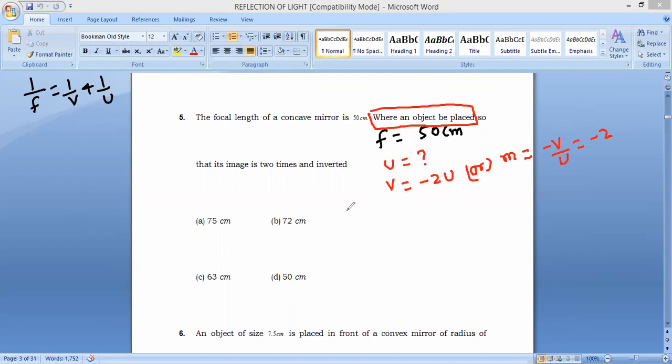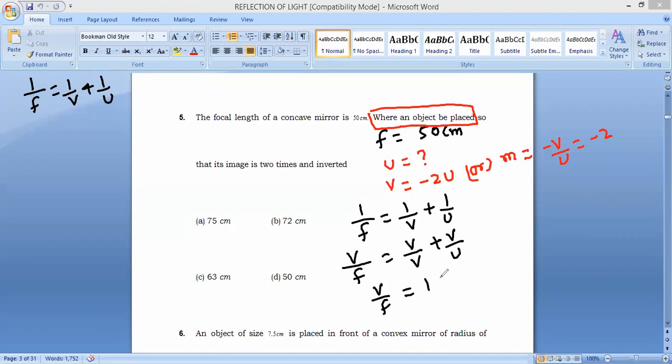Another method: I'll derive the formula for magnification, focal length, and object distance. That is 1 by f equal to 1 by v plus 1 by u. At the last, I will apply the sign convention. If I multiply on both sides by v, that is v by f is equal to v by v plus v by u. So v by f equal to 1 plus m.